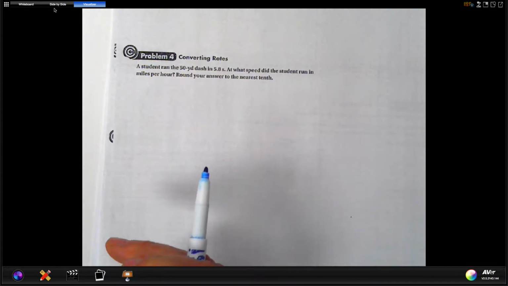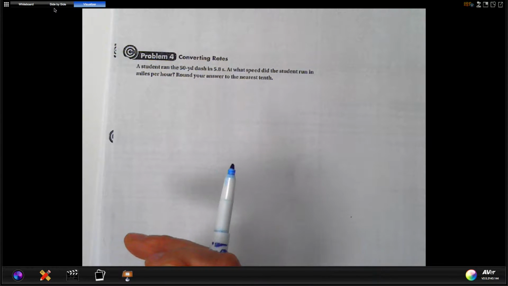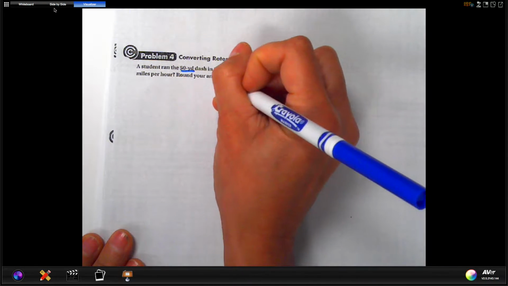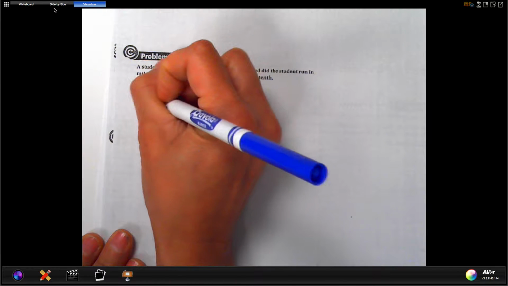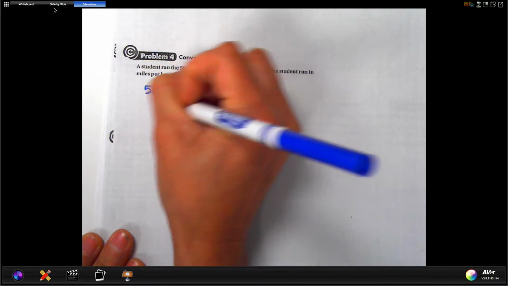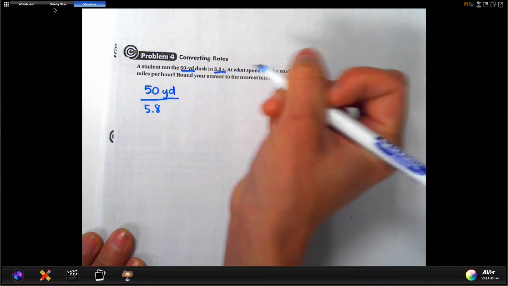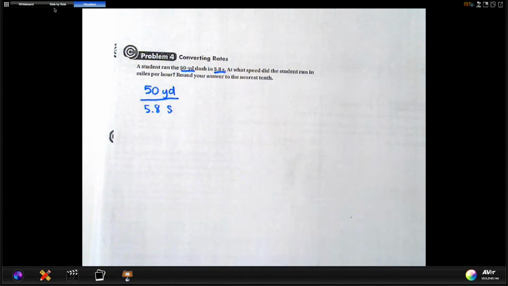Okay, to do this, we're going to do what we did yesterday, only we're going to do it twice, okay? So we're going to start with what we've got. We've got 50 yards in 5.8 seconds. So that's going to go in a fraction to start us off. Now, it's going to be super important that you put your units because that's going to determine what you're going to do when it comes to crossing them out, okay?